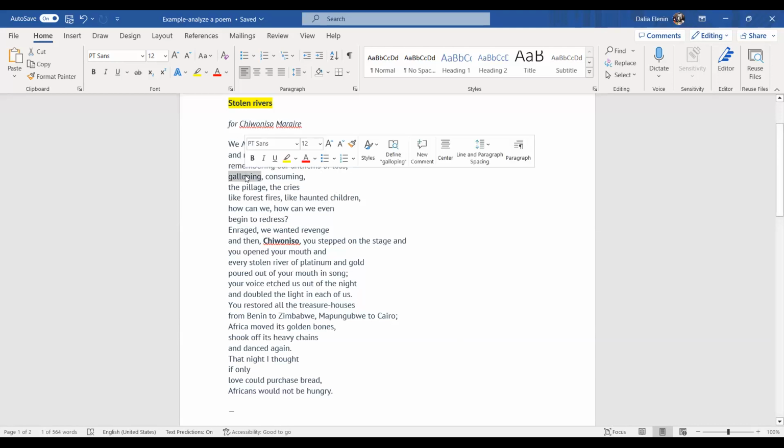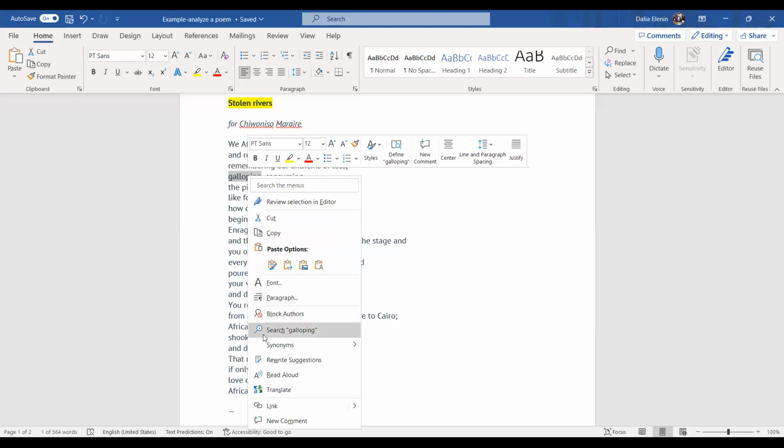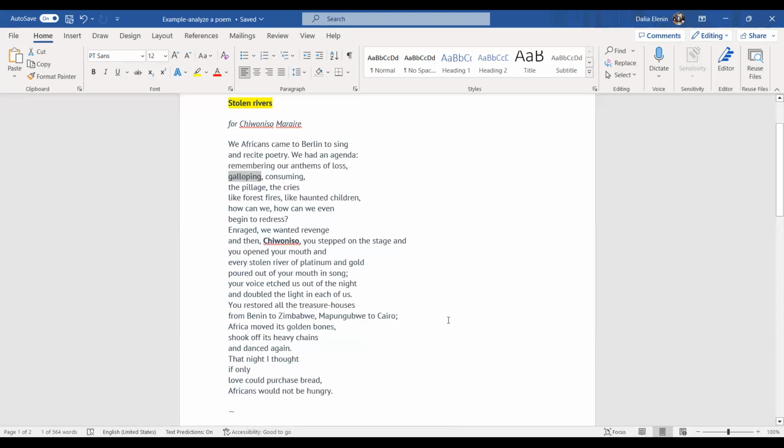Do you know this word? Galloping? You can say yes or no. No. So what you do here, you just right click here and look for synonyms. You will see galloping is like dashing. Like if you have a horse and the horse is running, galloping. So this is dashing, meaning running fast or moving quickly. Okay. Consuming, I think you know consuming. It's like to eat something or to make use of something, to take it all.